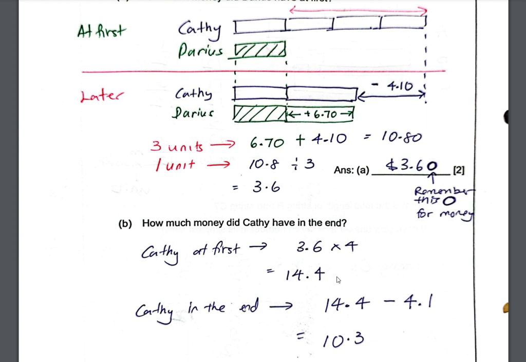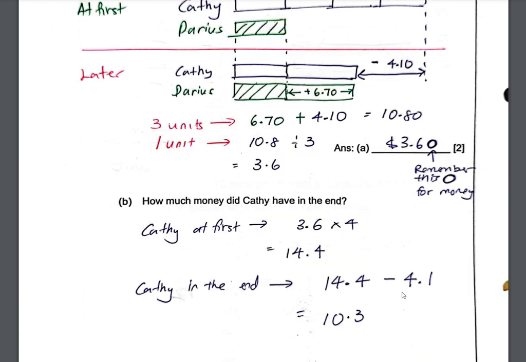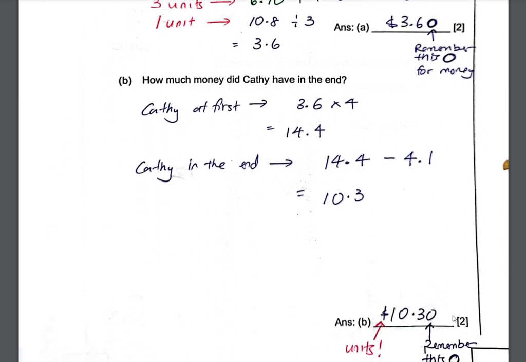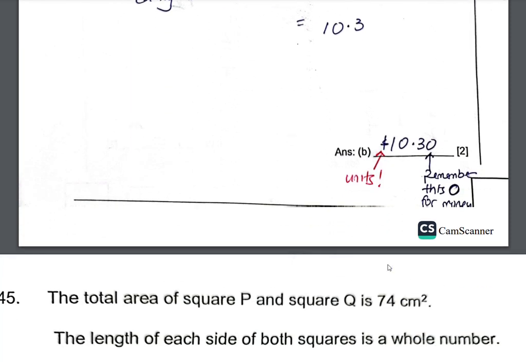Hey, Ms. Long, how come I never write 0 here? This part is okay, this part is the working, it's not the answer. So it's okay not to write the 0 here. And in the end, remember she spent $4.10, so I subtract away $4.10, I will have $10.30. Again, I must write the 0, remember? Write this 0. And don't forget the units.